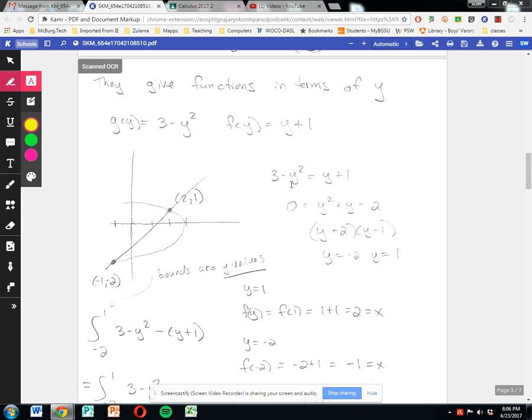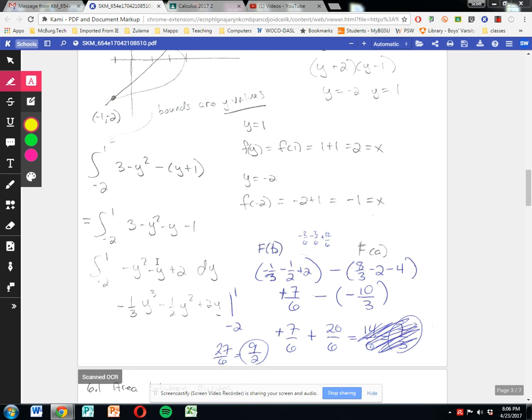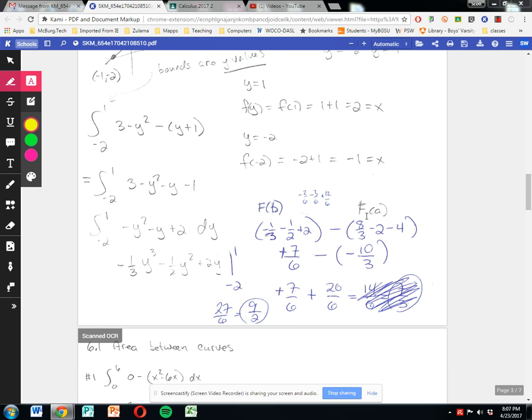So I set the two things equal to each other, and I solve for y. They give me the bounds. Once I do that, I now take the top function, 3 minus y squared, minus the bottom function. Don't forget to distribute the negative. And then we're just going to take the integral, which with most of these are just power rules. So I take the integral, I do my F of b minus F of a. As you can see, I even had a little mistake here once before I moved on. And you finish up.